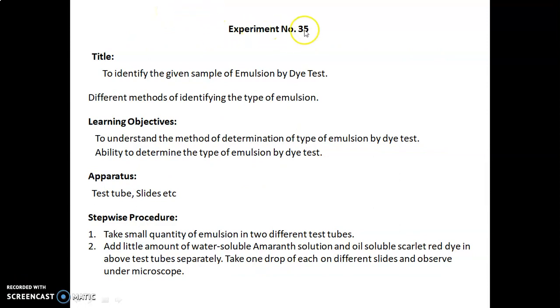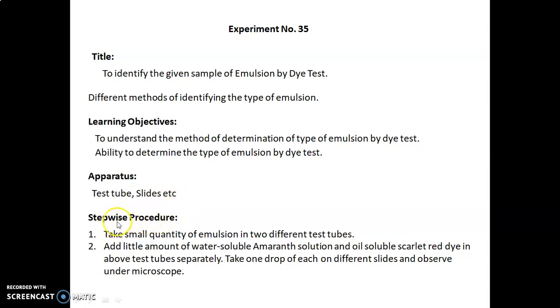Experiment number 35. Title of this experiment is to identify the given sample of emulsion by dye test. In this, we see different methods of identifying the type of emulsion. Learning objectives are to understand the method of determination of type of emulsion by dye test and the ability to determine the type of emulsion by dye test. Apparatus required are test tubes, slides, etc.